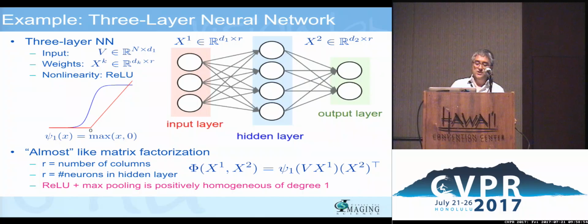So in the case of a 3-layer neural network, this is the input-output map, and it satisfies the properties that I just said. So in fact, look at it. Input data multiplied by the matrix of weights, nonlinearity, multiplied by now the classifiers. So this is almost like matrix factorization. The only difference between a neural network with a single hidden layer and matrix factorization is that nonlinear map that you put in the middle. Okay.